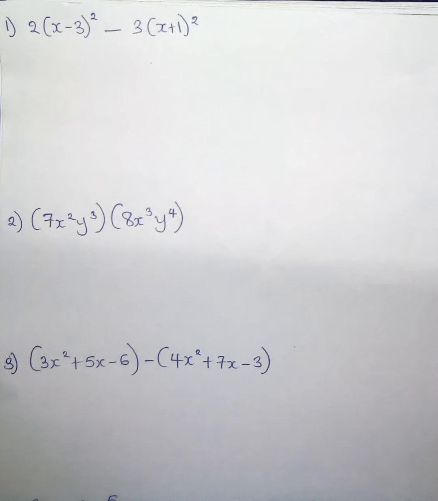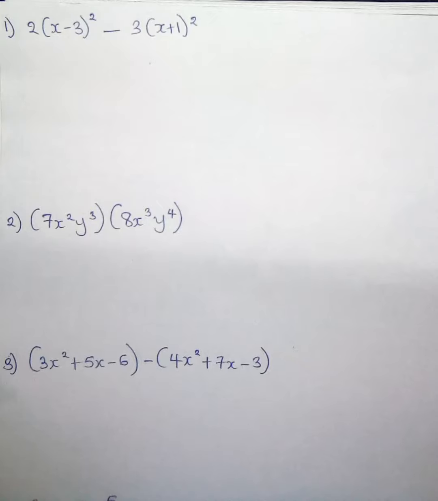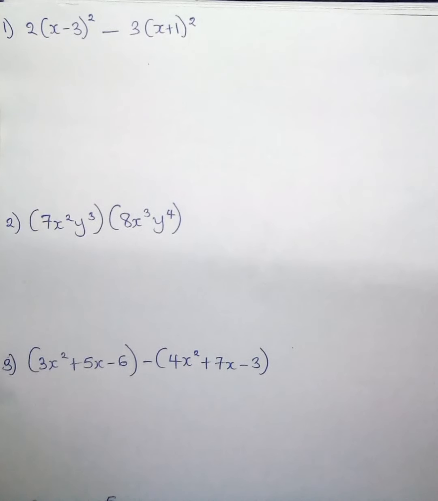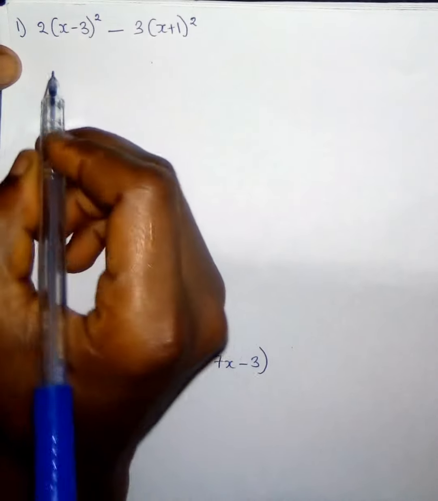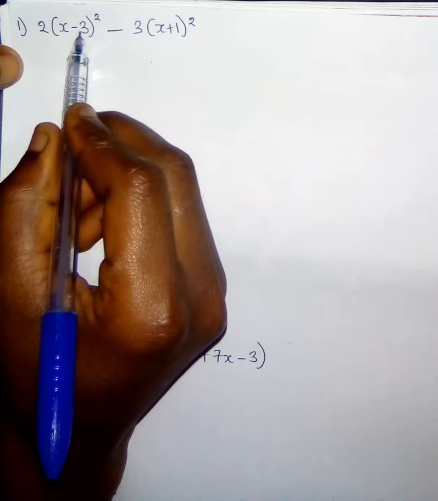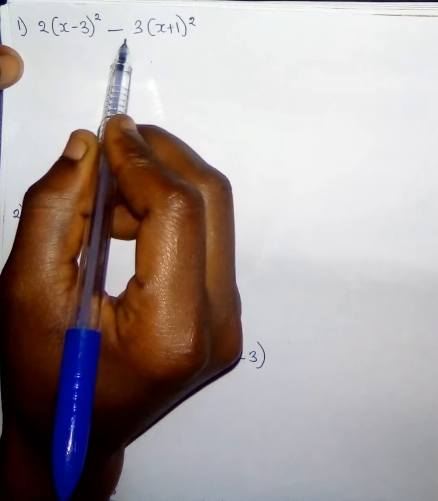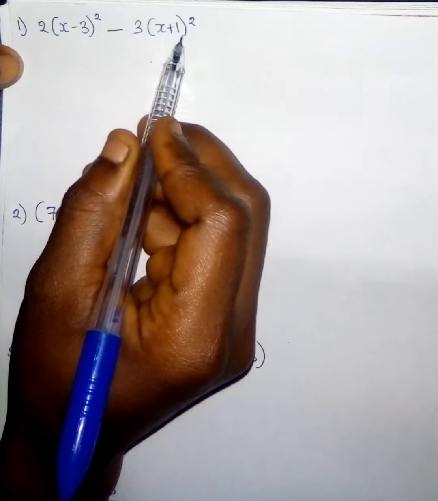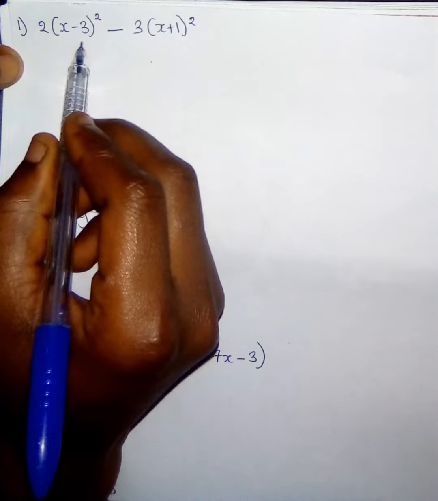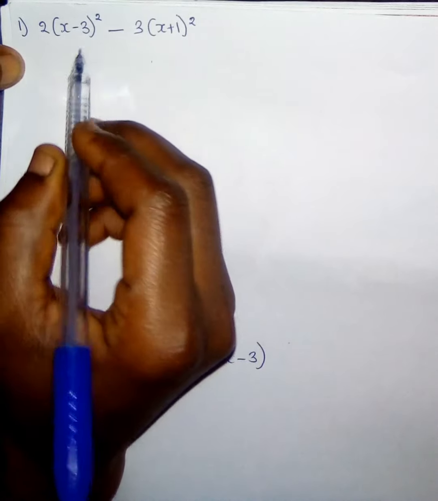In this tutorial, we are going to be studying how to expand algebraic expressions with variables and parentheses. Now let's look at the first example. So we have 2 into (x minus 3) all squared minus 3 into (x plus 1) all squared. So we're going to take the terms individually. First of all, let us expand this.